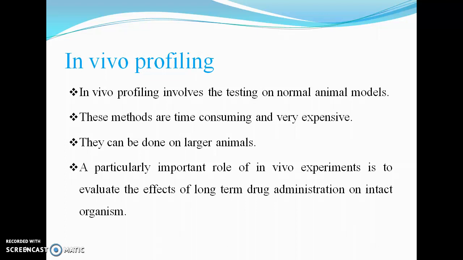In vivo profiling involves testing the drug on normal animal models. We use various animals, including rats, rabbits and mice, for conducting the experiments. Coming to the features of in vivo models, these models are quite expensive and also time consuming. We do not get results very rapidly. These studies can even be extended towards larger animals, depending on what is planned.